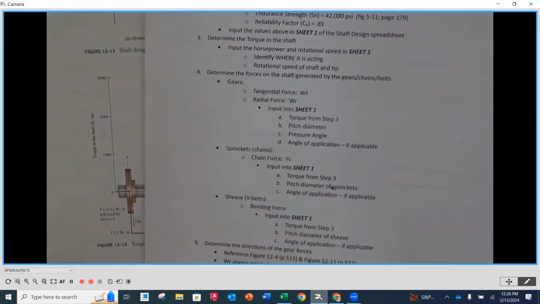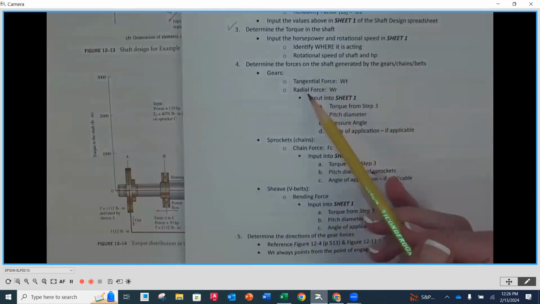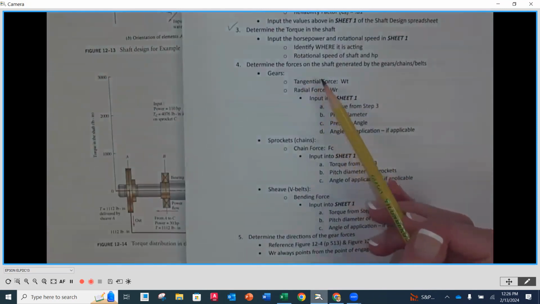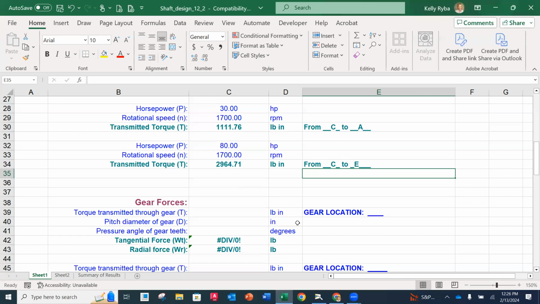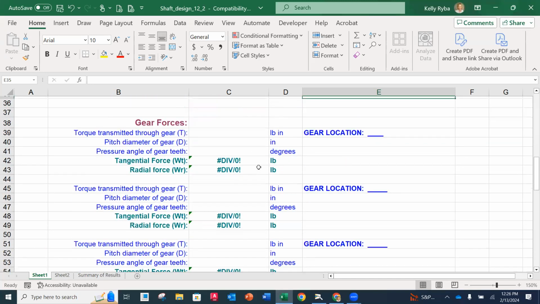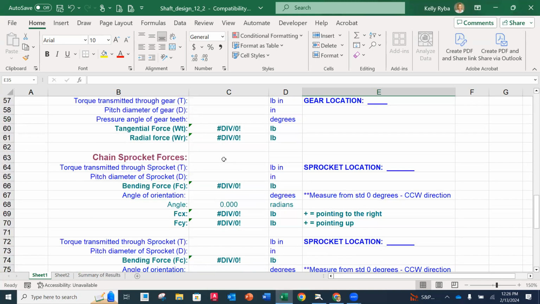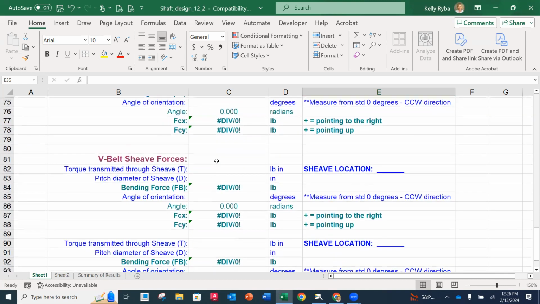Okay. Now, the next thing that we're going to do, so that's on the spreadsheet. The next thing we're going to do is determine the forces on the shaft generated by the gears, the chain drive, the chain sprocket, and the V-belt sheave. Okay. So let's go back to our spreadsheet. And this is familiar to us. We looked at gear forces the last time we were together, but if we go down a little bit further, you're going to notice that there's a place for chain sprocket forces and for V-belt sheave forces.